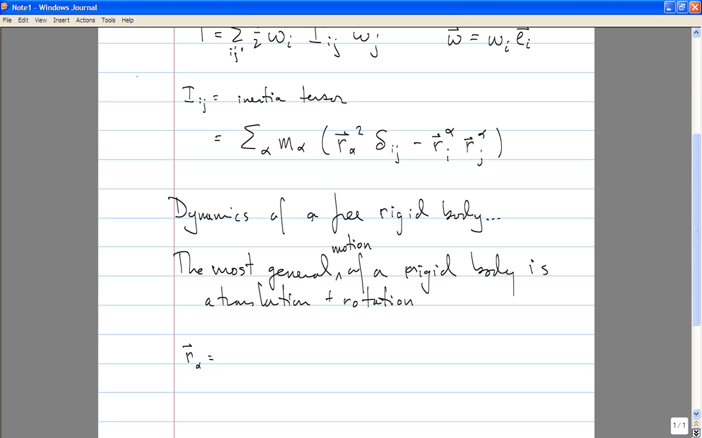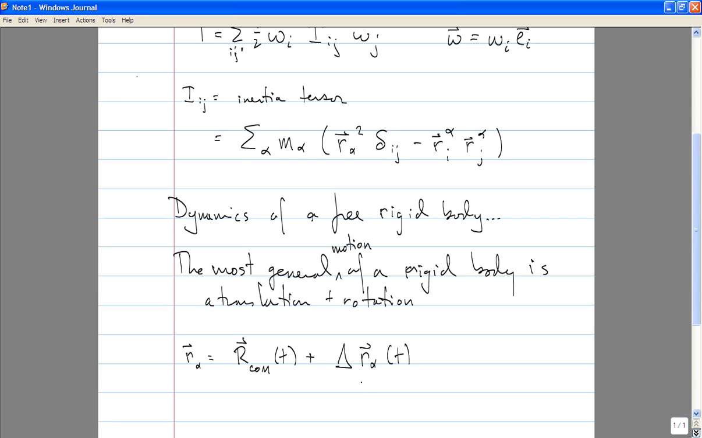So that means that it will be convenient, if I wish to describe the dynamics of a rigid body, to do the following. So let's let R alpha denote the position of one of the parts of the system, one of the points that make up this rigid body. Then I will write this as the sum of two terms. So this, of course, this position will be some function of time. And what I'll do is I'll write it as a center of mass position plus some deviation from the center of mass position that I'll call delta R alpha, which will also be a function of time.